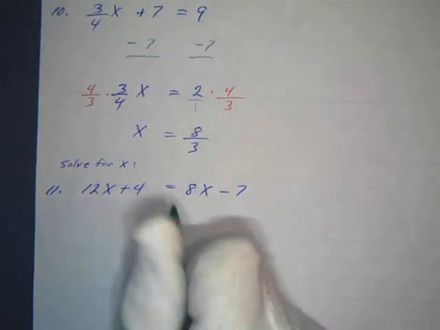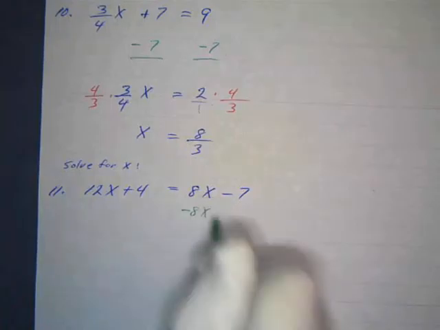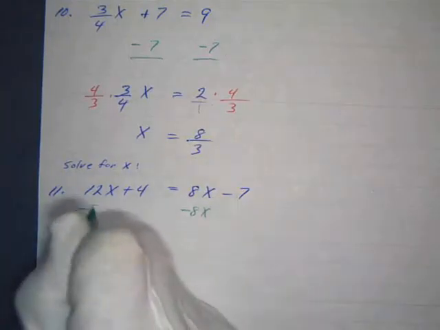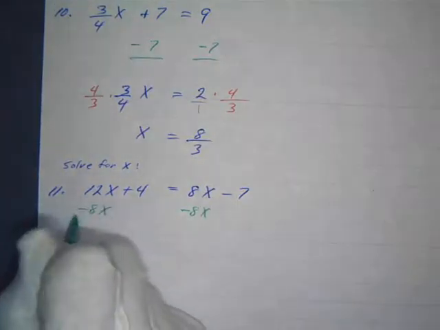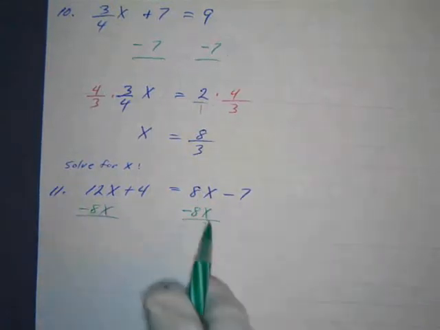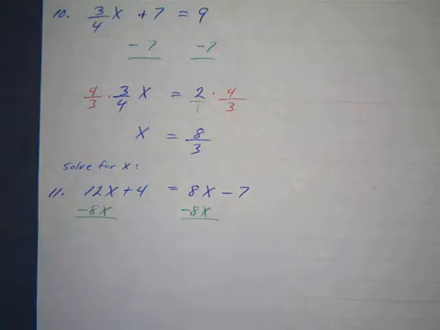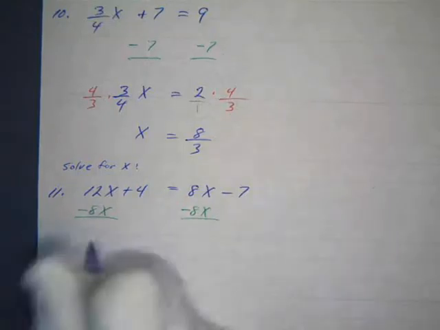So what I'll do first is subtract 8x from both sides. Okay, and then 8x minus 8x is 0. So that's why I did it. That removes it from the right side. But 12x minus 8x, well, it's like 12 apples minus 8 apples is 4 apples. So 4x. So I've got 4x on the left.